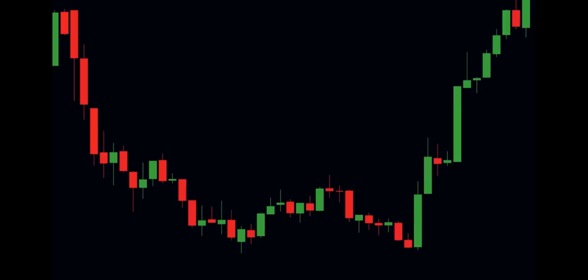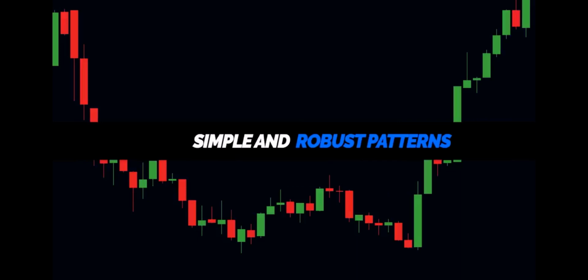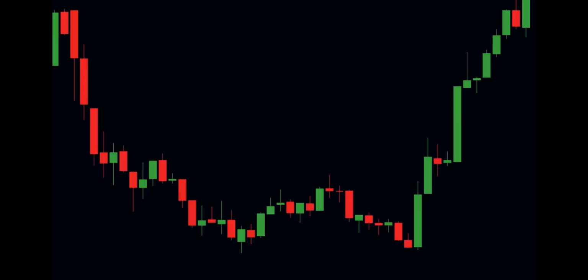So these were double top and double bottom patterns. They are pretty simple and robust patterns that often occur in the markets. The best part about these patterns is that they are pretty simple to understand and identify.